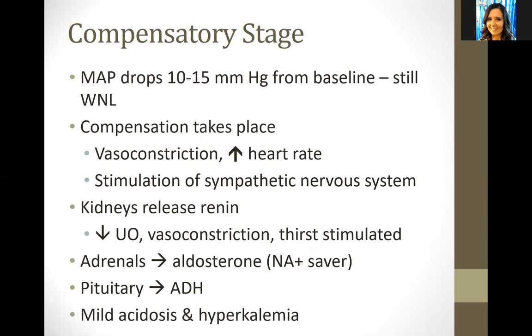Compensation will take place. Our client will start to show numerous signs indicating that they have inadequate organ perfusion. So blood is being shunted away from the non-vital organs in this stage. Non-vital organs such as your skin, your GI tract, and your kidneys. And this allows blood to be shunted to the vital organs. So your brain, your heart, your lungs. We can't live without a brain. We can't live without a heart or lungs. You could live without kidneys, be on dialysis. Also, our sympathetic nervous system is stimulated.